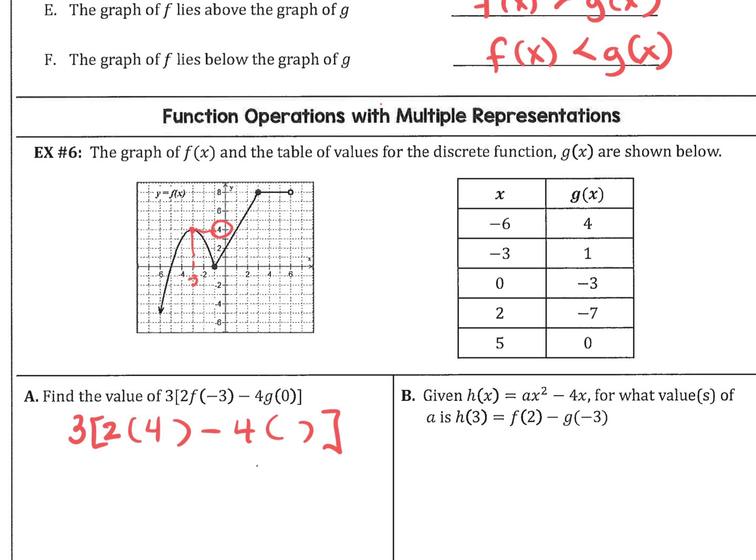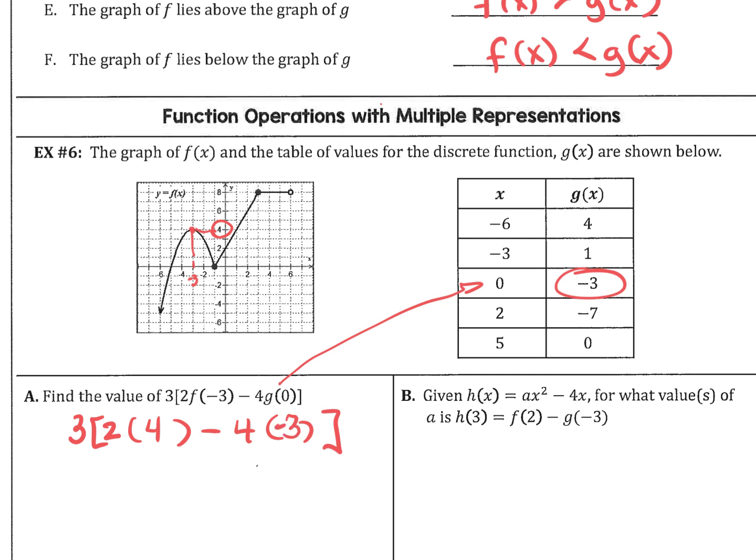Now, we can't use that graph for g because g is on the table. But that's even easier because now it's saying if the x value is 0, what's the corresponding y value? So we go over here and say the x value is 0, so what's the corresponding y value for that? -3, isn't it? So that's what we do there. Since this is g of x, g of 0 we know is -3.